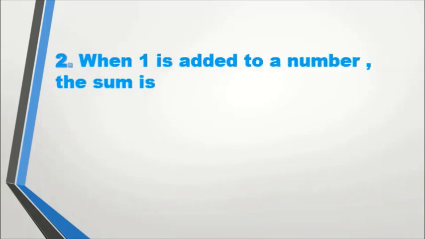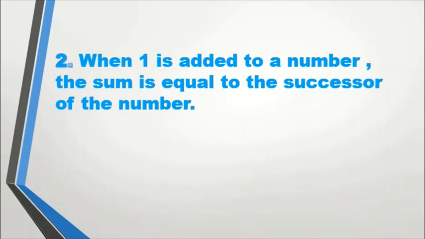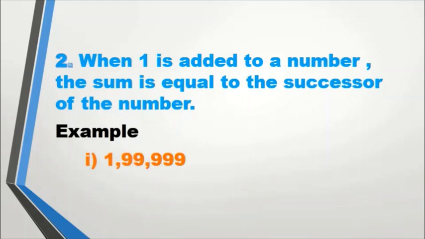Children, now let us see the second property. When 1 is added to a number, the sum is equal to the successor of the number. What does it mean, children? Whenever we add 1 to a given number, what do we get? The sum will be the successor of the given number. Now, let us see an example. 1,99,999 plus 1 is equal to 2 lakhs. 2 lakhs is nothing but the successor of 1,99,999.